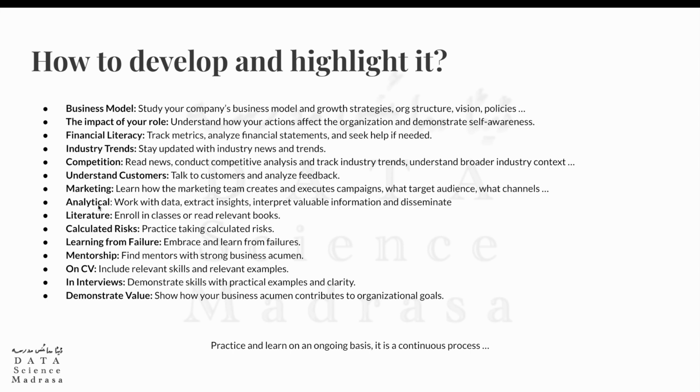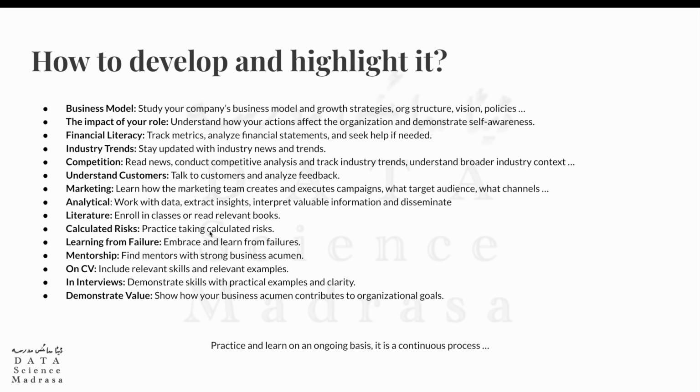To develop your analytical acumen, work with the data, extract insights, interpret it, extract information that's valuable, disseminate this. This is very typical to what we do as data scientists. Be up to date with literature, so either enroll in classes or courses or read relevant books, articles, and papers that are published in scientific journals.